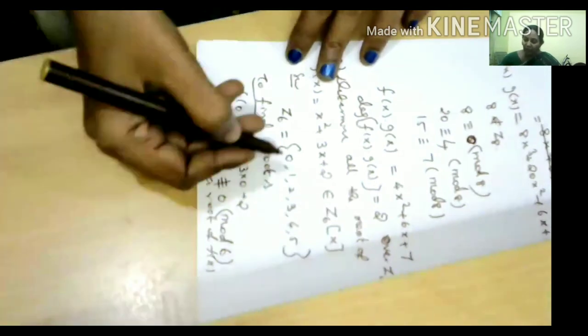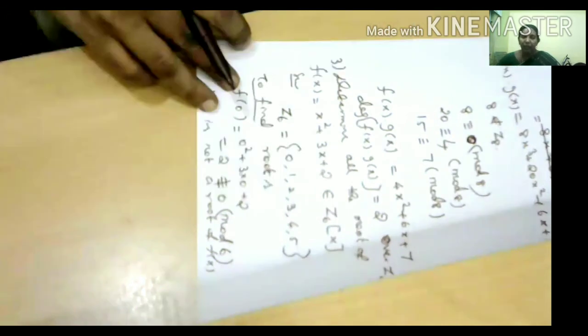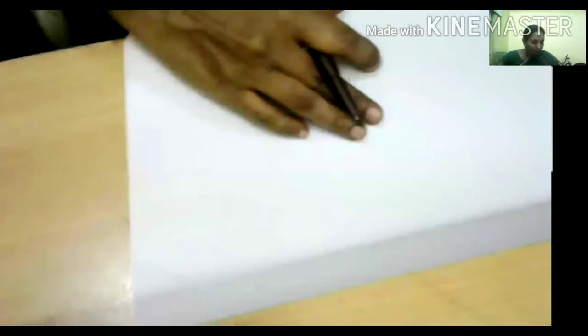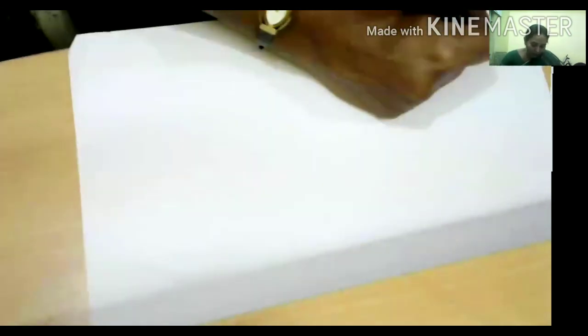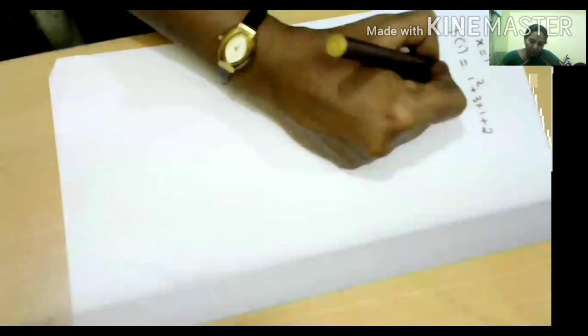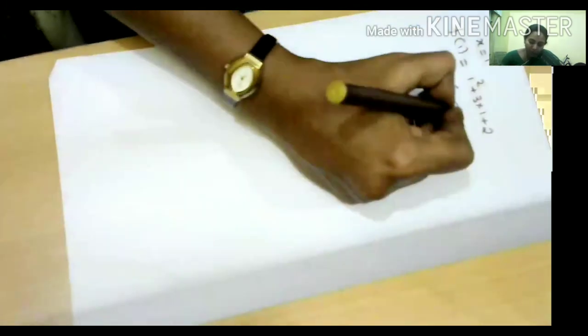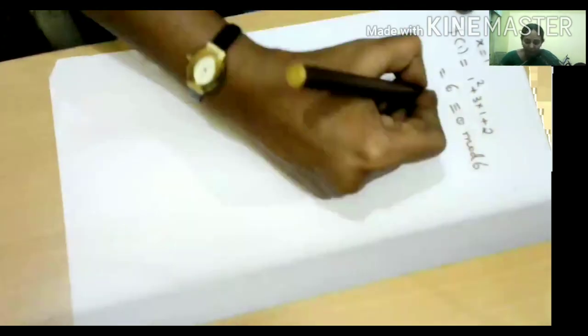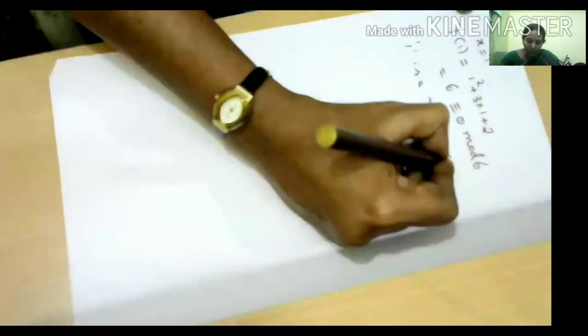Likewise, check each element whether it is a root or not. Put x equal to 1. Therefore f of 1 becomes 1 square plus 3 into 1 plus 2. What is the answer? 3 plus 3 is 6. So 6 is congruent to 0 mod 6. Therefore 1 is a root over Z6.